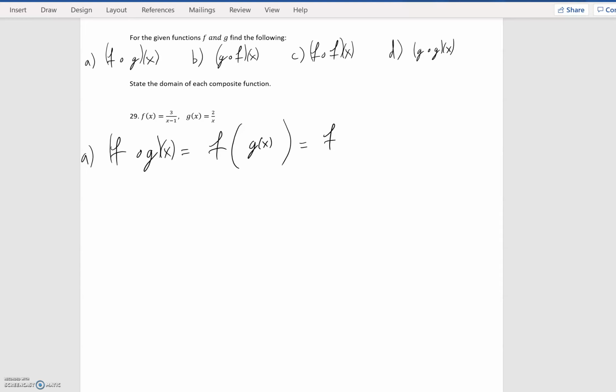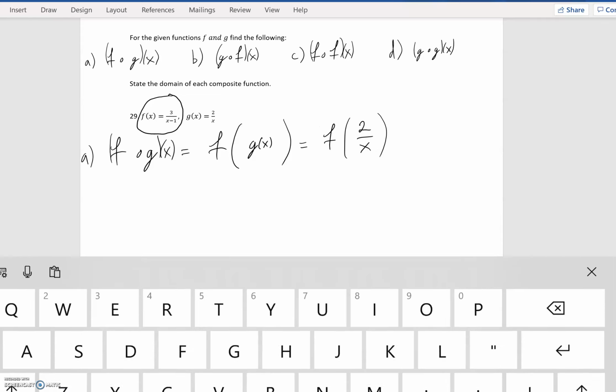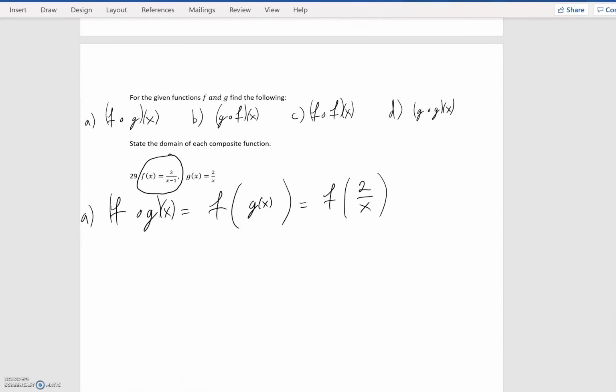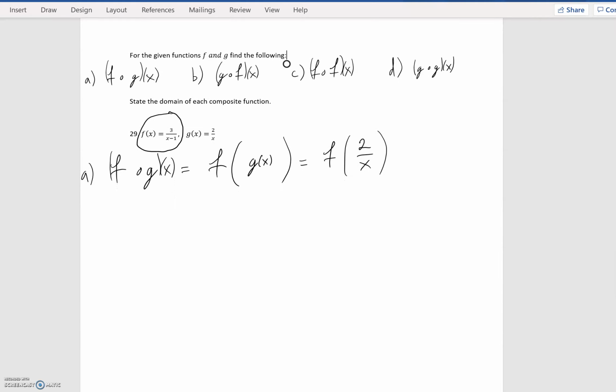What is g of x? G of x is that function 2 over x. So now what do we do? Let me circle f of x for a second. You see that right there? That's f of x. Now take a look at what we have here. That says f evaluated at 2 over x. What do we do? Wherever I see an x in the function f, I need to plug in 2 over x.